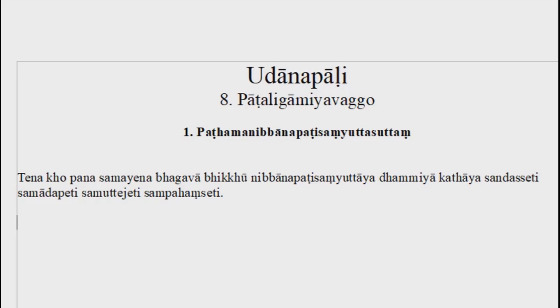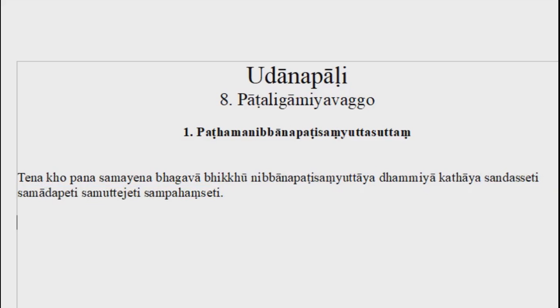Today we are continuing our reading in the 8th chapter of the Udana, the first sutta. Tena kho pana samayena bhagavā bhikkhū Nibbāna-paṭisaṃyuttāya dhammiyā kathāya sandasseti samādapeti samuttejeti sampahaṃseti. On this occasion, the Blessed One is teaching, is rousing, is exciting, is gladdening his monks with a Dharma talk connected with Nibbāna.